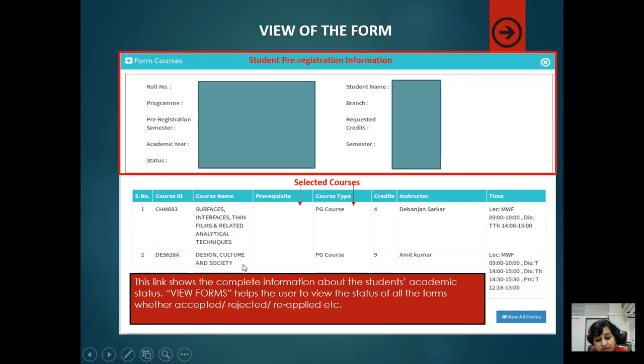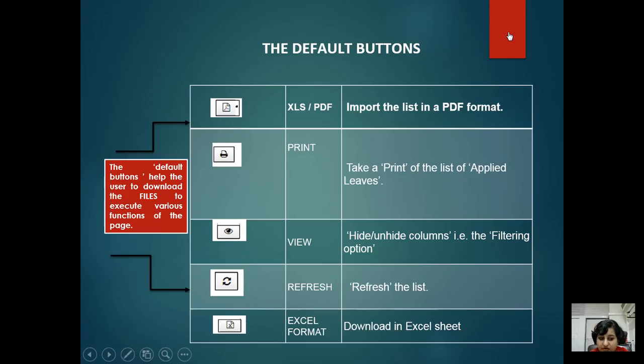Now this link shows the complete information about the student's academic status. View form helps the user to view the status of all the forms, whether accepted, rejected or reapplied for. Here all the forms together can be seen. The default buttons like print, download the form in Excel or PDF, etc. can help the user to take action for the particular form or the selection of the courses.